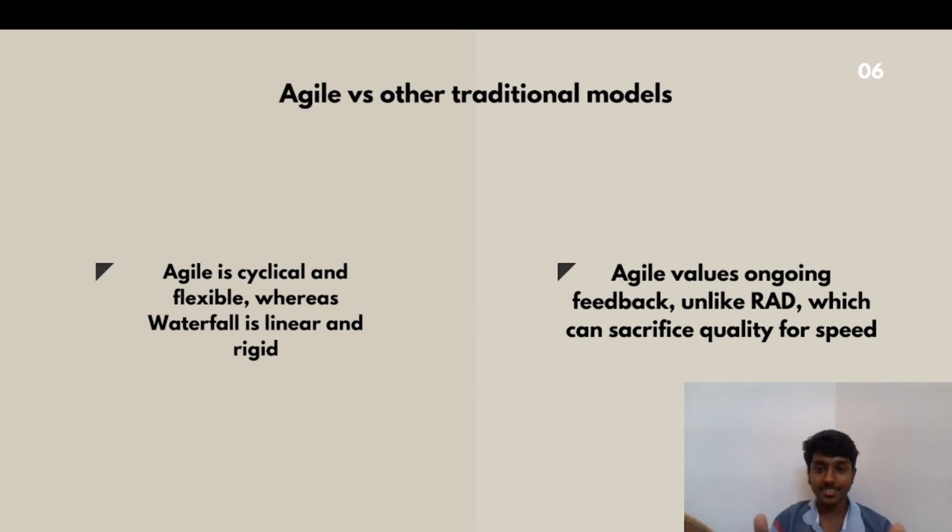And the other one is that Agile values ongoing feedback, unlike RAD, which can sacrifice quality for speed. RAD is basically one of the traditional models, also termed rapid application development. People will say, why can't you use iterative or incremental or RAD instead of Agile? I would say RAD has a time frame of 90 days, so we have to compromise quality in order to deliver speed.